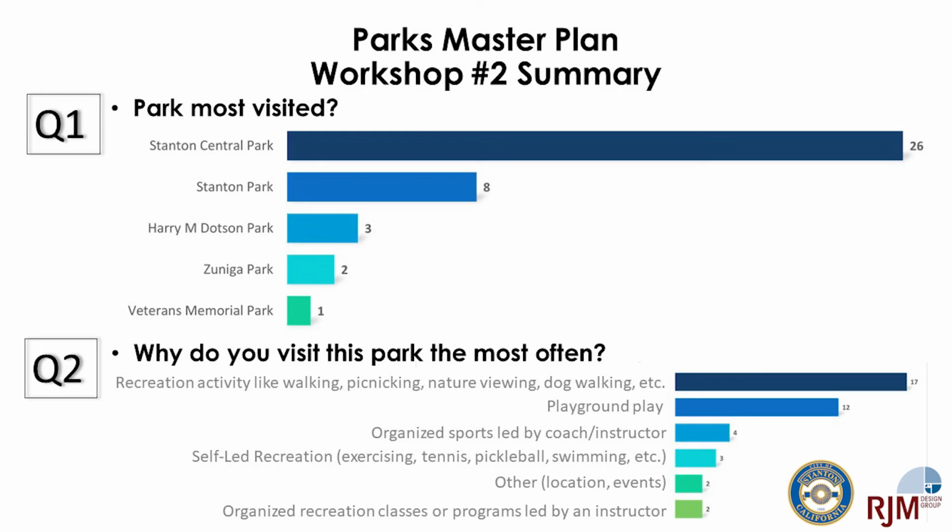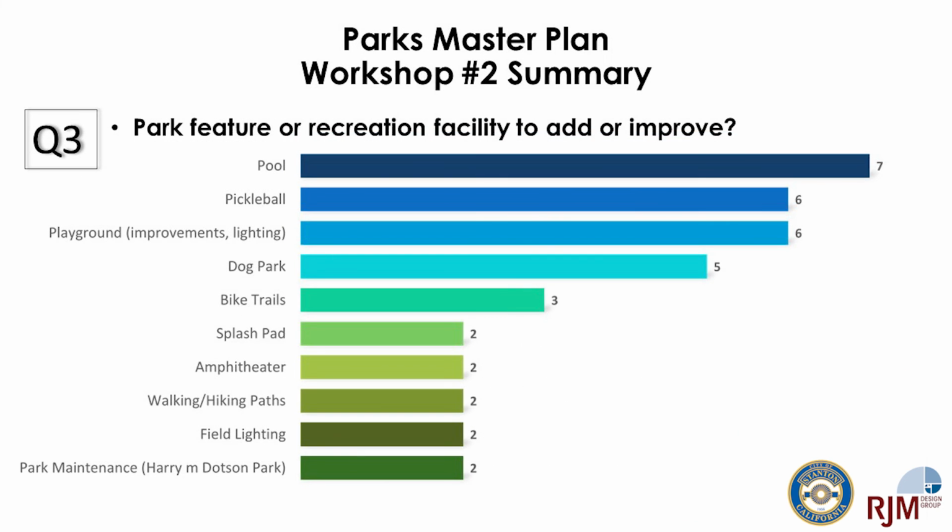Second most were playground play, as well as organized sports led by a coach or an instructor, self-led recreation, as well as proximity to the park, and then organized recreation classes and programs. As part of Workshop 2, we also asked what park feature or recreation facility you would like to add or improve. Out of the elements we heard, some of the top responses were pool, pickleball facilities, playground improvements, including lighting, a dog park, bike trails, as well as several others.